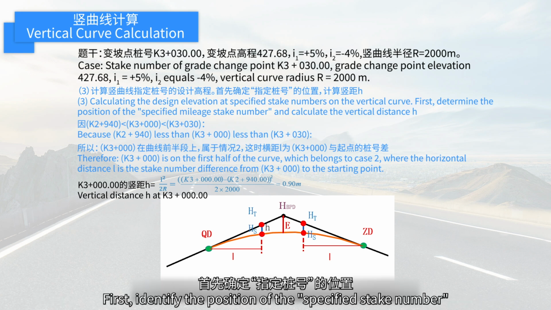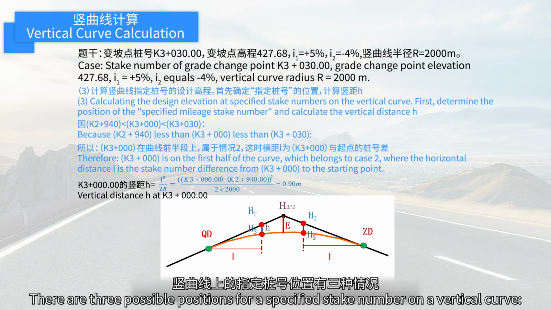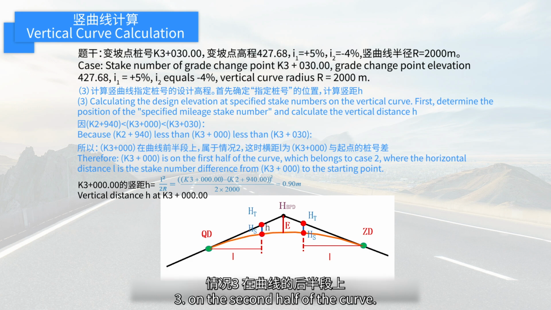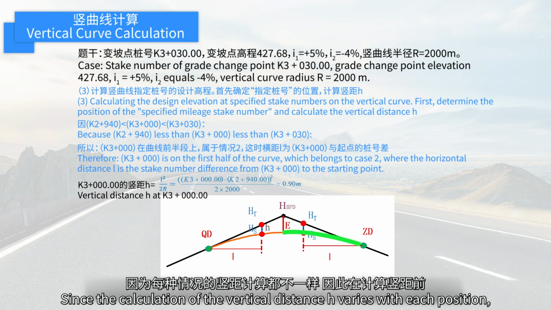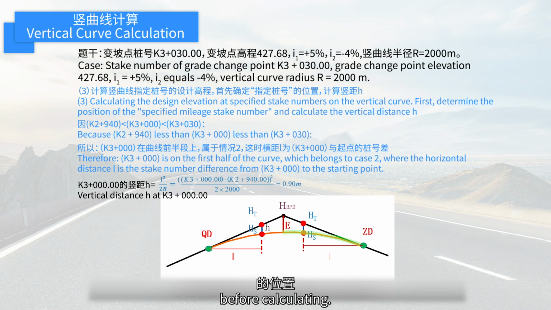3. Calculating the design elevation at specified stake numbers on the vertical curve. First, identify the position of the specified stake number and calculate the vertical distance h. There are 3 possible positions for a specified stake number on the vertical curve. 1. On the straight section. 2. On the first half of the curve. 3. On the second half of the curve. Since the calculation of the vertical distance h varies with each position, it's necessary to determine the position of the specified stake number before calculating.